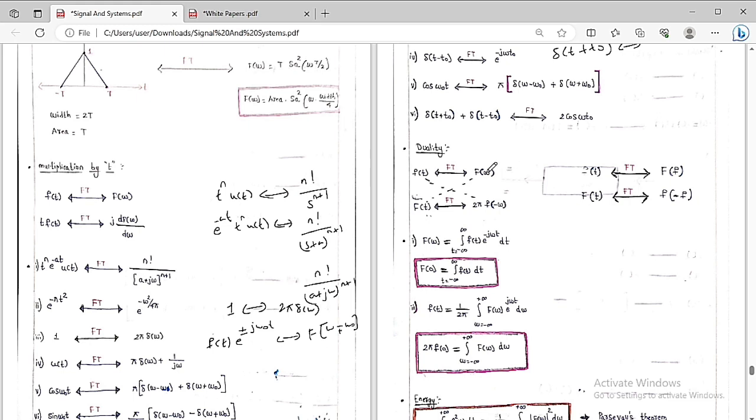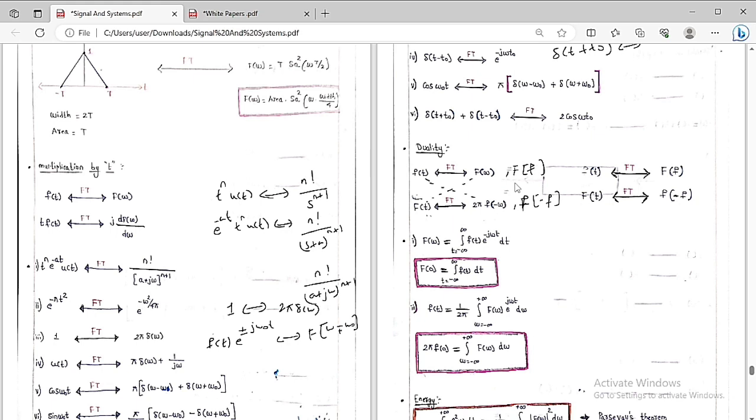So what is the meaning of this one? Whatever the waveform in the frequency domain, if the same waveform is in the time domain, then the corresponding Fourier transform that we need to figure out is 2 pi into small f of minus omega. It is a scaled version of the time domain signal. Suppose here in place of F of omega, I write F of small f, frequency. Then here it will be small f of minus f. That's it.